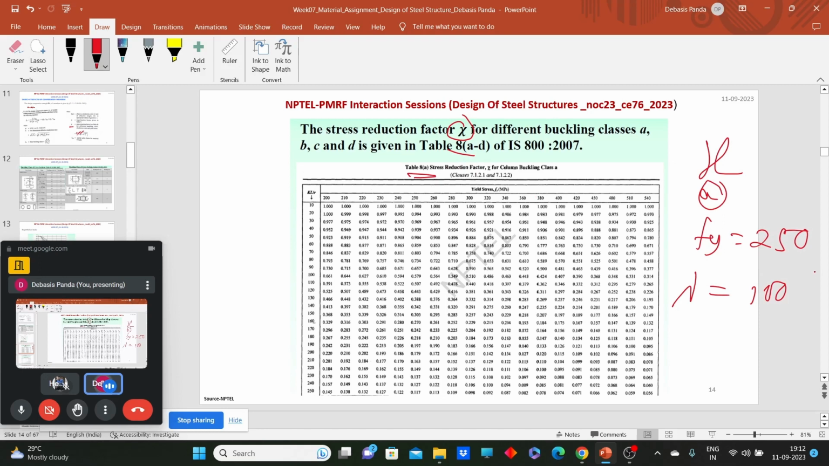So here my Fy is 250, so mark the 250 here. Where is 250? Here is 250. Now I need it for 100, so here 100 is there. So we have the value of chi directly from here. And if you can find the value of chi, then you can easily calculate the FCD value using this equation that is provided here.